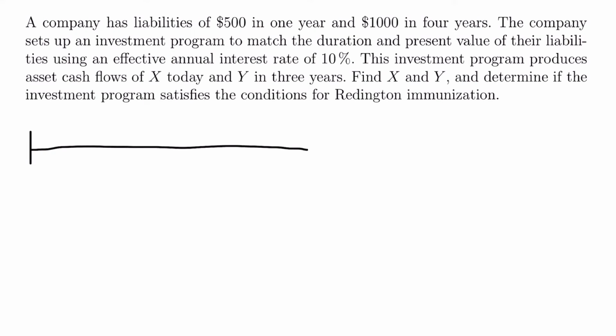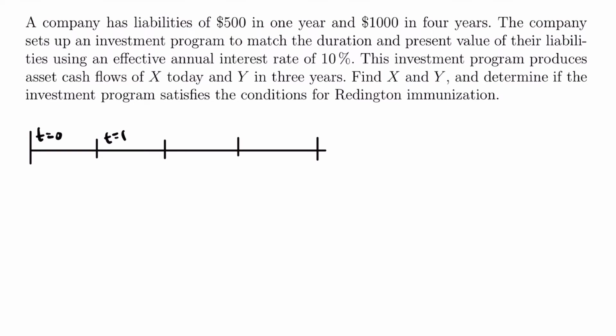There's time equals 0, and I'll draw it to be about that long. Now, in this case, we only need to account for 4 years in the timeline because the company has a liability of 500 in 1 year and 1,000 in 4 years, but their assets are X today and Y in 3 years. So we're only looking out to 4 years in the future at most. So we'll have time equals 1, time equals 2, time equals 3, and time equals 4, and I'll label them. Here's T equals 0, T equals 1, T equals 2, T equals 3, and T equals 4.